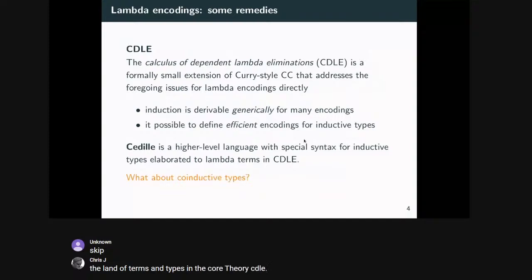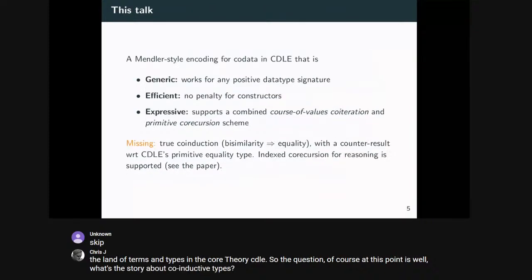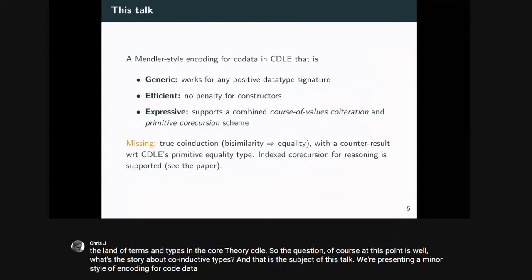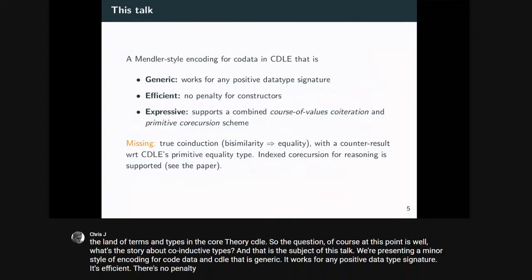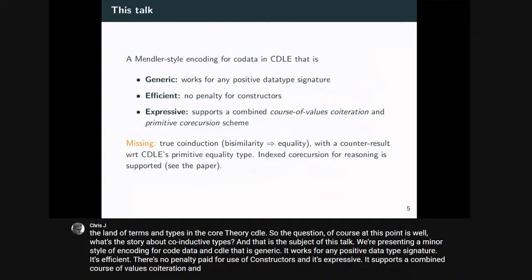So the question, of course, at this point is, well, what's the story about co-inductive types? And that is the subject of this talk. We're presenting a Mendler style of encoding for codata in CDLE that is generic. It works for any positive data type signature. It's efficient. There is no penalty paid for use of constructors, and it's expressive. It supports a combined course of values co-iteration and primitive co-recursion scheme.